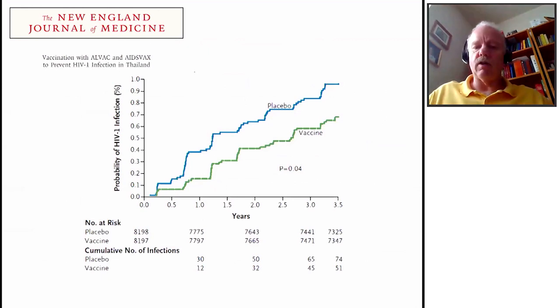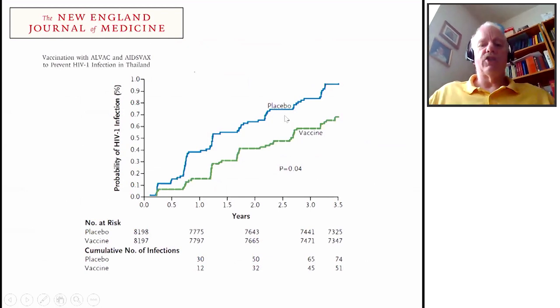comparisons of 2 groups. So this is a vaccination with Allvac and AIDS vax in a clinical trial of HIV to prevent HIV in Thailand. And you can see that the group that got the vaccine seemed to have a little bit lower chance of getting HIV than the people in the placebo group. People in the placebo group had a higher chance of getting infected by a given time.